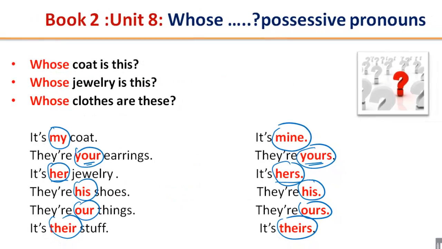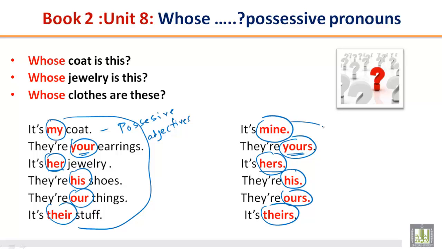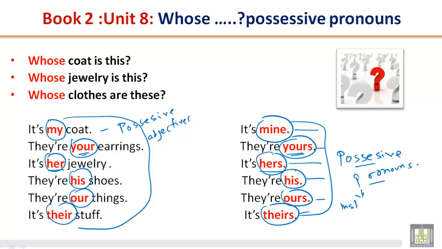So here in all these sentences, my, your, her, his, our, and their are possessive adjectives. These words describe nouns. And all these, mine, yours, hers, his, ours, theirs, are possessive pronouns. Now, where do we use a possessive pronoun? We use a possessive pronoun instead of a noun.